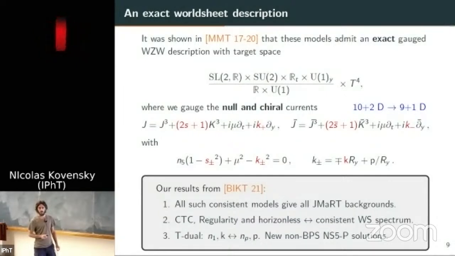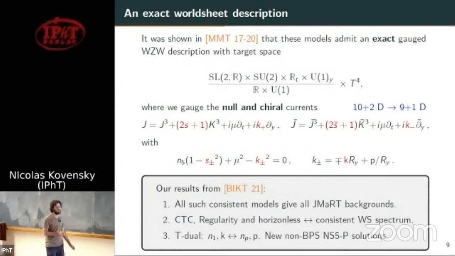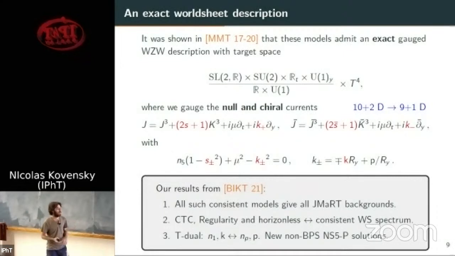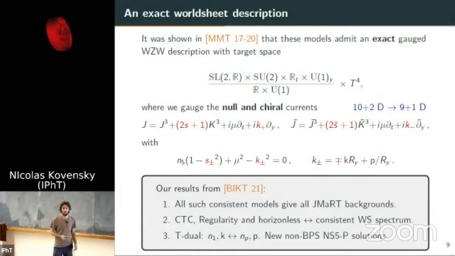Is the relation between regularity, horizonlessness and consistency of the worldsheet spectrum one-to-one? So if you get a consistent worldsheet spectrum, will you have solutions which are regular, without CTCs and without a horizon? Well, for all of this class of models, yes. I would like to think that these types of relations are true more generally, but obviously I don't have a proof for whatever worldsheet theory you could come up with. I would hope that this type of relations hold in general.